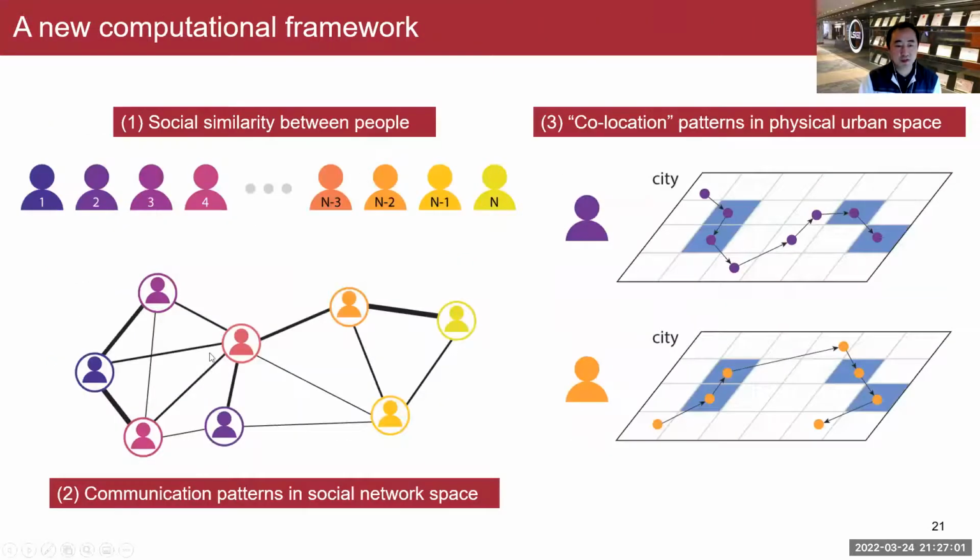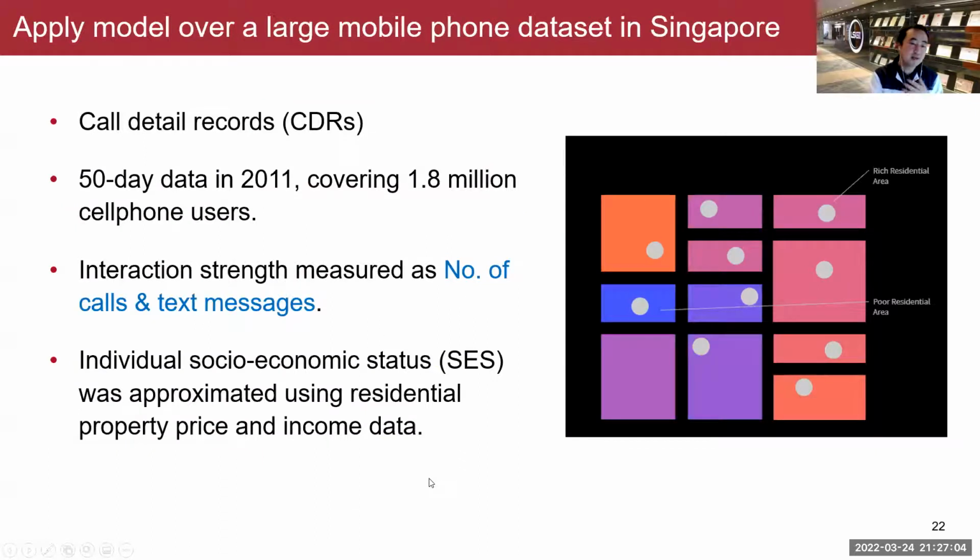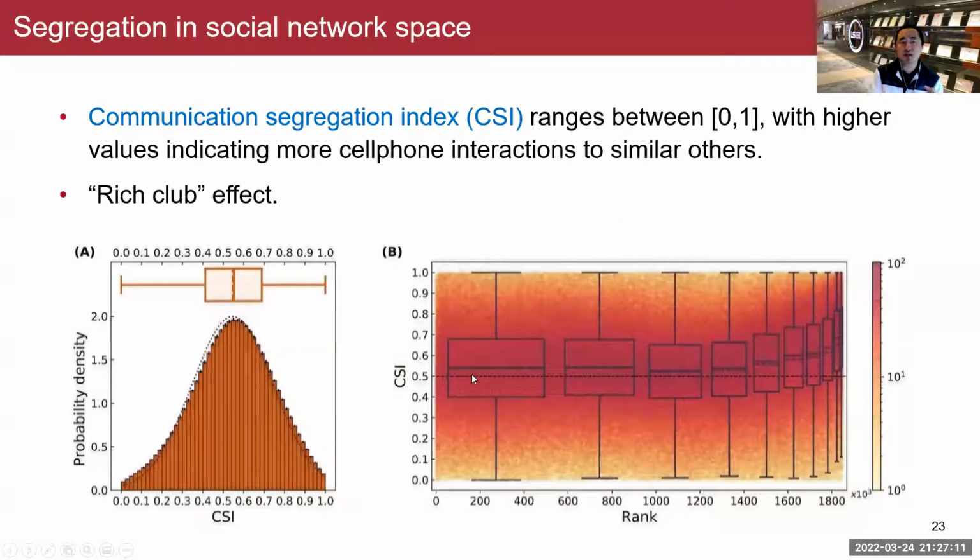The interaction strength for the social network is measured as the number of phone calls and text messages exchanged between two people. To quantify the social segregation in the social network space, we come up with a so-called communication segregation index for each individual phone user. That index ranges from 0 to 1. If a person has an index closer to 1, that means most of his or her cell phone interactions are with people very similar to themselves in terms of social classes. By calculating this for each individual in the city, we come up with this distribution. You see, some people are more socially exposed to similar people, while some people tend to interact with very different others.